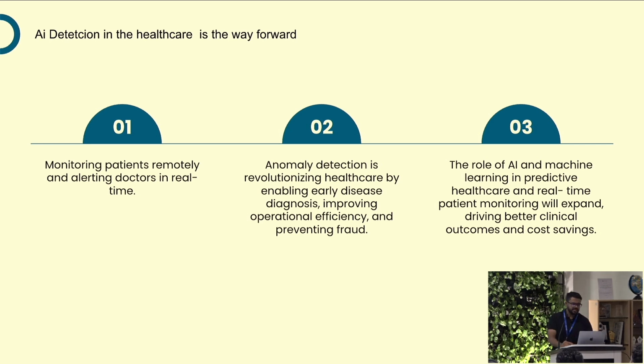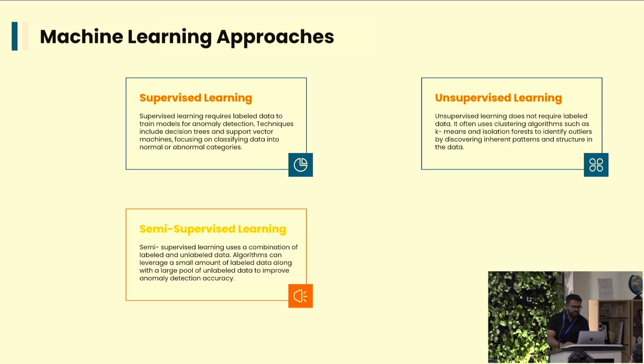So the idea is that AI in healthcare is the way forward. Anomaly detection can be revolutionized by enabling early diagnosis, the role of predictive healthcare models, and monitoring patients. There's a lot to do, a lot we are doing, and scope to do everything. I'm purposefully not going to speak a lot about it for two reasons. One, I'm not an expert in it. Second, whenever you are interested in an area, you can read about it and understand more.